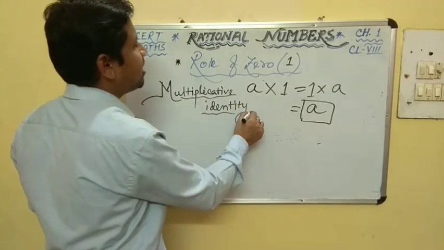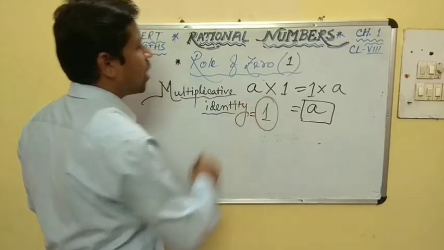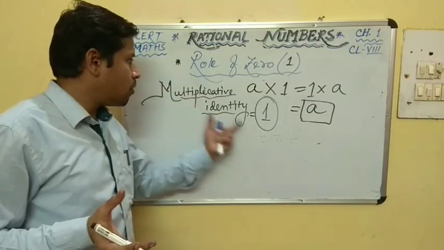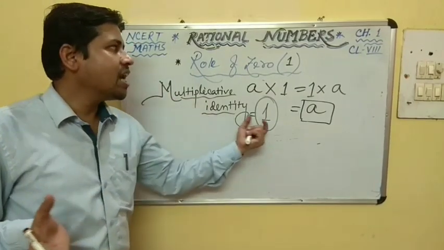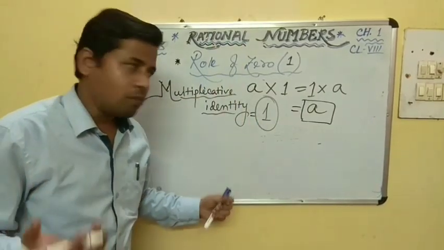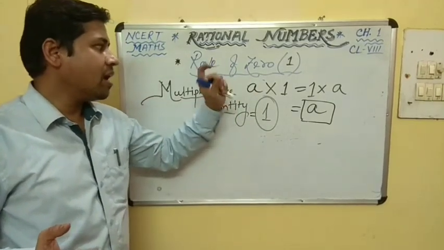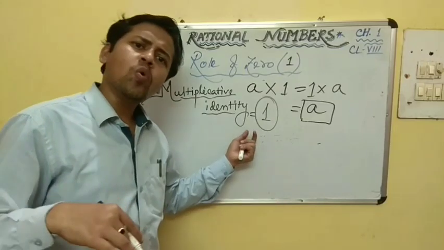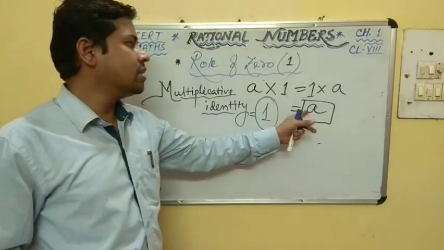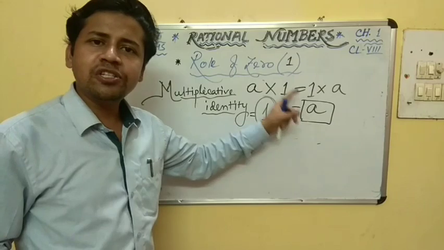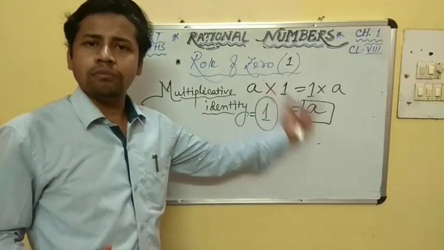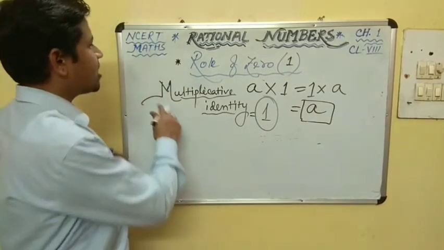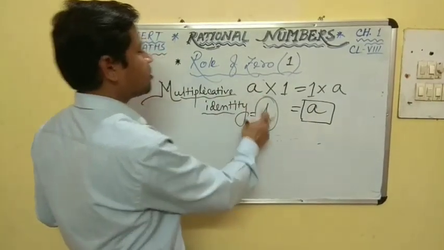What is the multiplicative identity for rational numbers? That is 1. We have to keep in mind, and it is very important, that the multiplicative identity of rational numbers is 1. Why? If we multiply 1 to any number, the rational number does not change its value. It will be unchanged. So that's why we say that the multiplicative identity for rational numbers is 1.